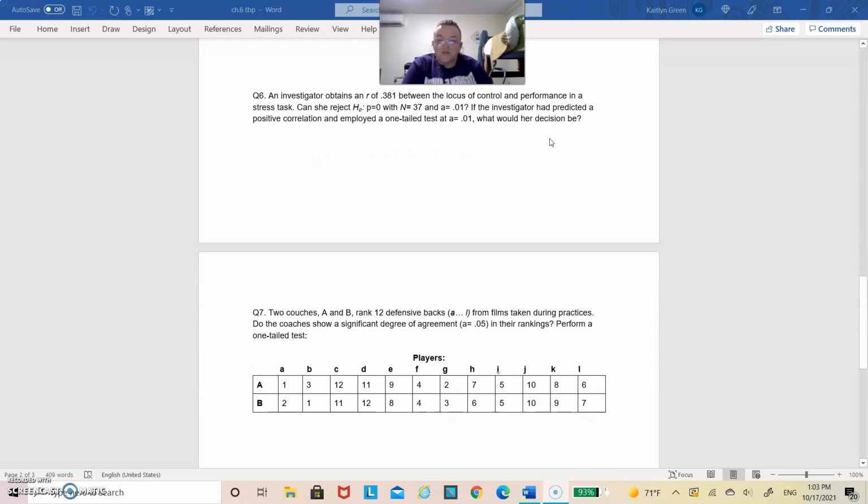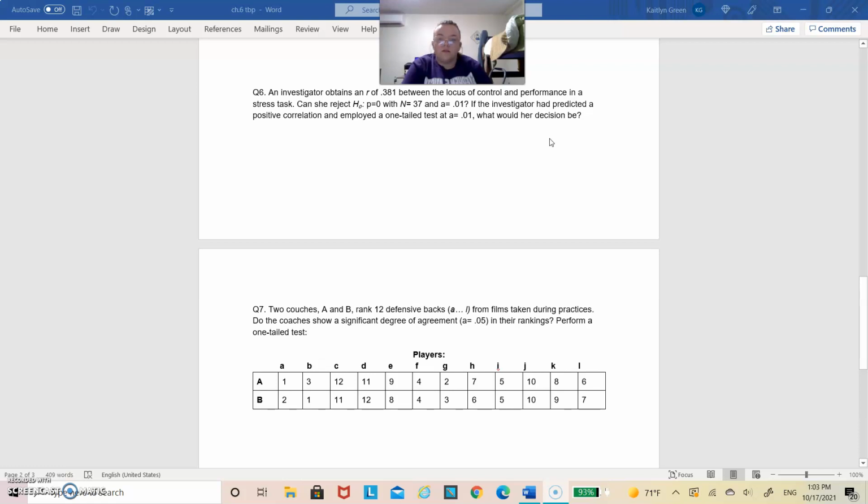Okay, moving on to question 6. It says an investigator obtains an R value of 0.381 between the locus of control and performance in a stress task. It then asks, can she reject the null hypothesis of rho equals 0 with the number of participants being 37 and an alpha value of 0.01. The next part of the question asks, if the investigator had predicted a positive correlation and employed a one-tailed test at 0.01, what would her decision be?